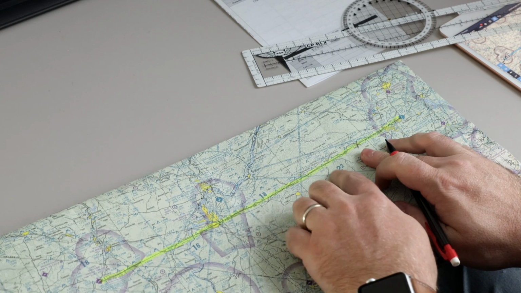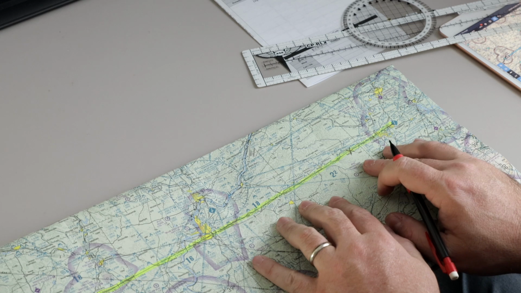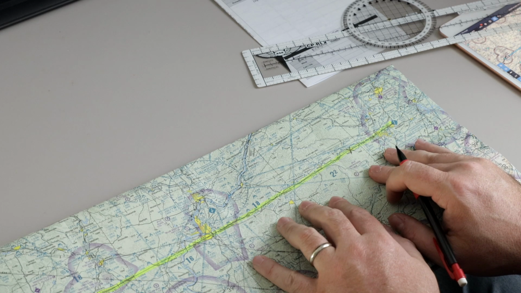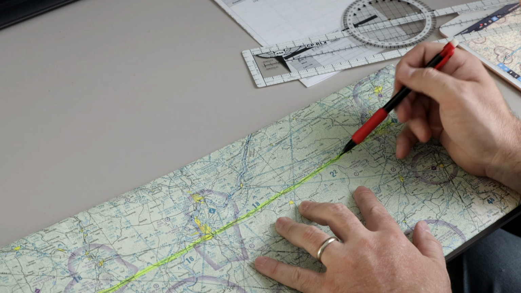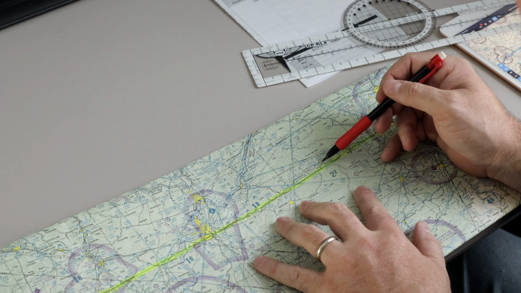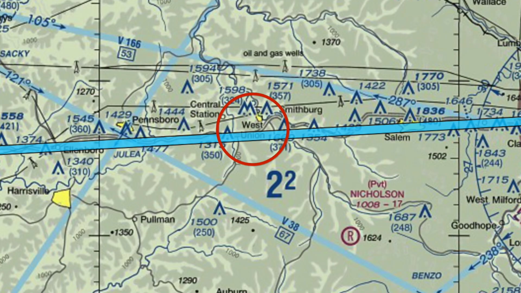All right, what else do we see? There's really not a lot out through here. We've got some oil and gas wells off our right. I'm not sure those are going to be easily enough to distinguish from the air. A little town of West Union. Let's give it a shot.